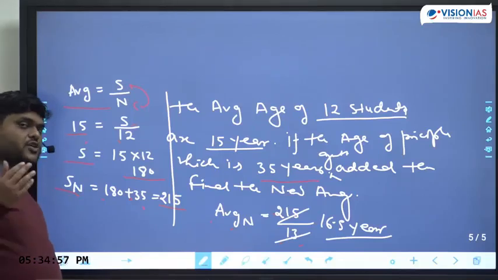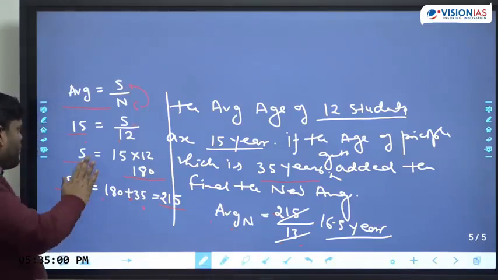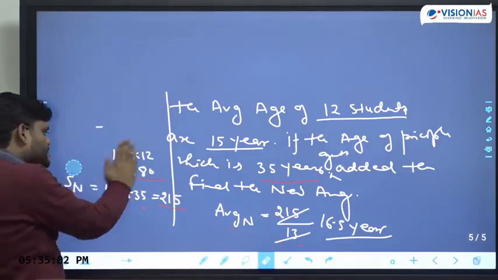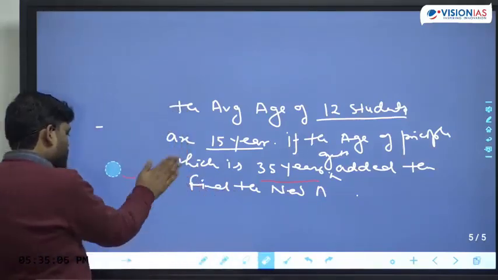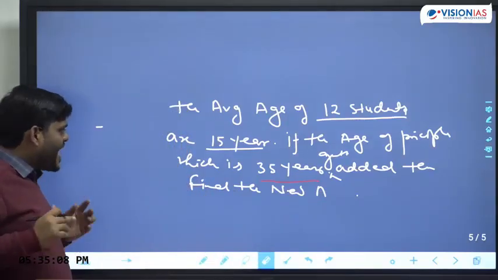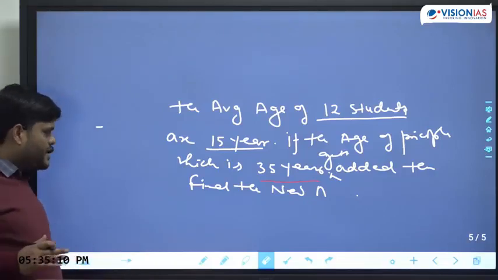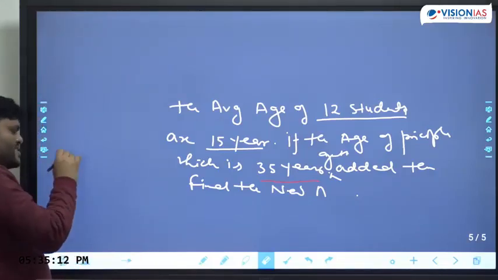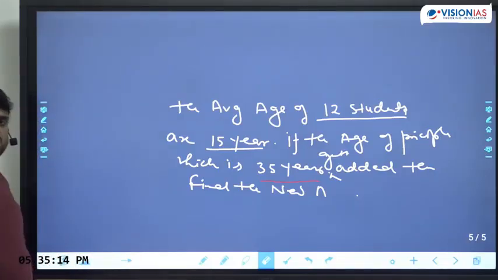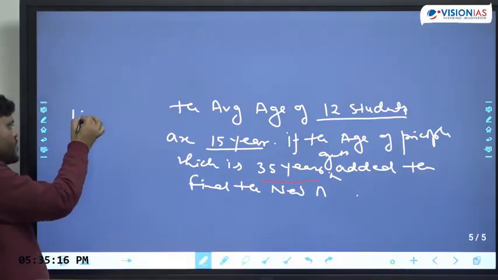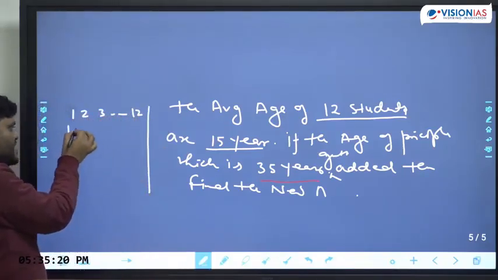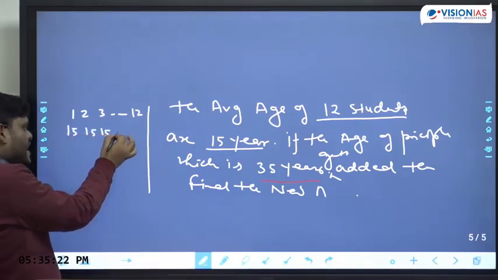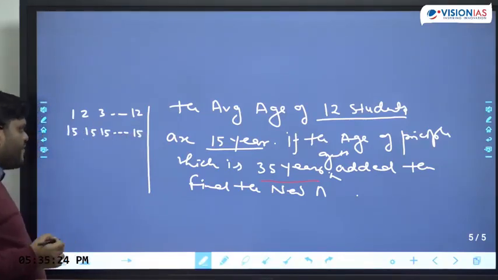Okay, how can we solve without pen and pencil? What is the question? The average age of 12 students is 15 years. I'm just writing for the sake of understanding, otherwise this won't be required. So 1, 2, 3, like 12 students are there and their average age is 15. That means we can assume that everybody's age is 15.